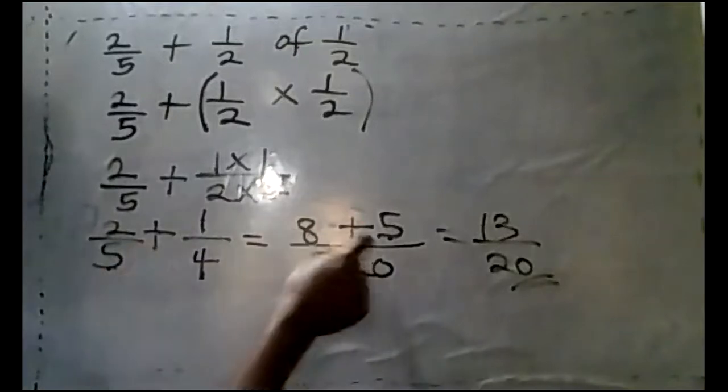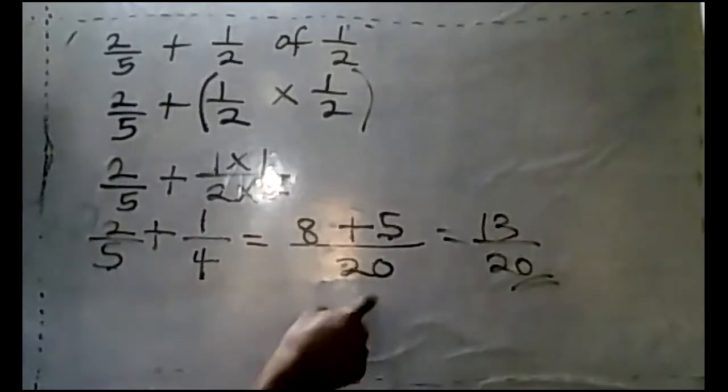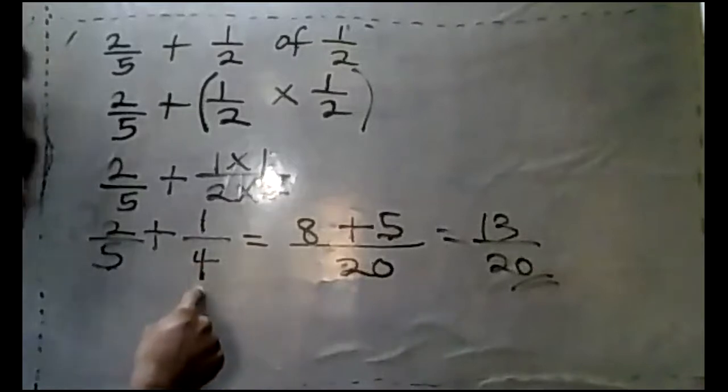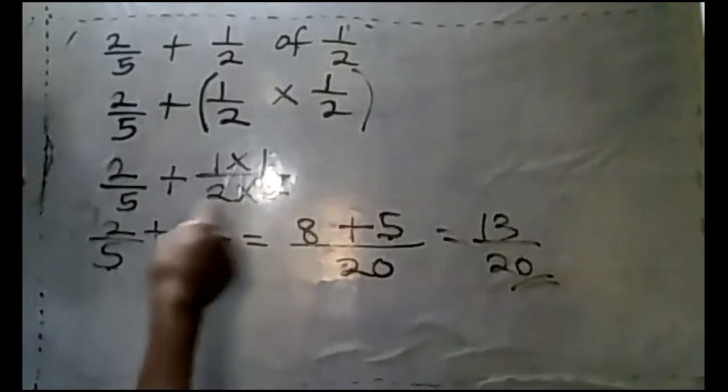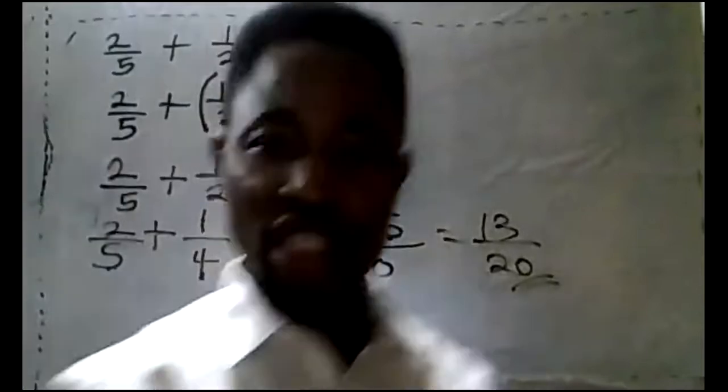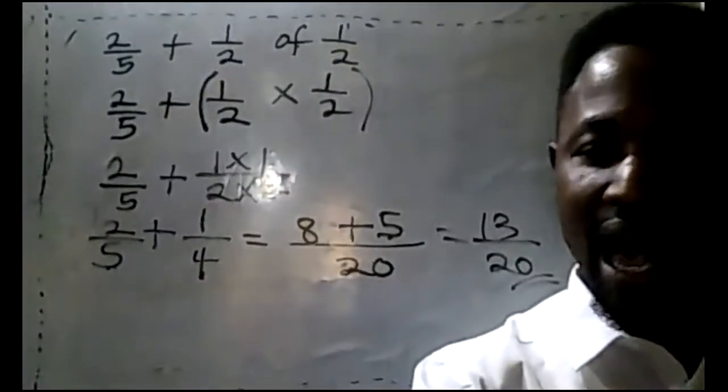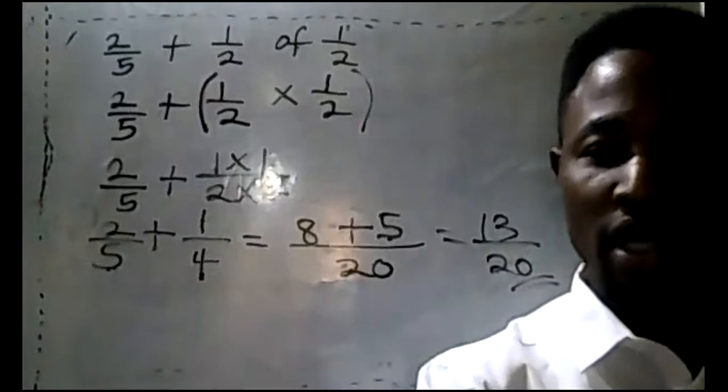You put your plus. The next one you do it for this. 20 divided by 4 is 5. 5 times 1 is 5. 8 plus 5, 13 over 20. And that's that one. So now let's go to the next one and let's see how that is done.